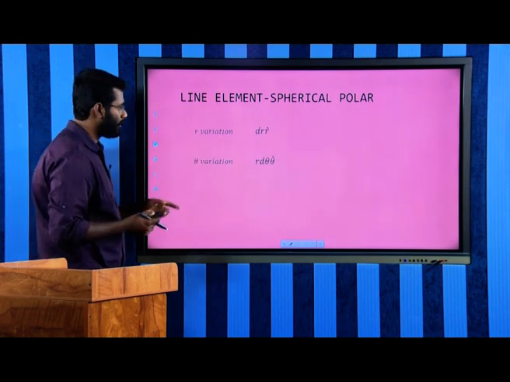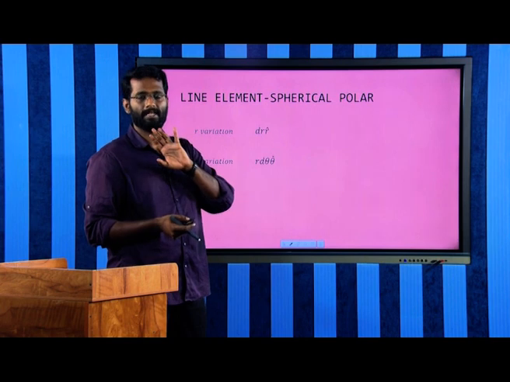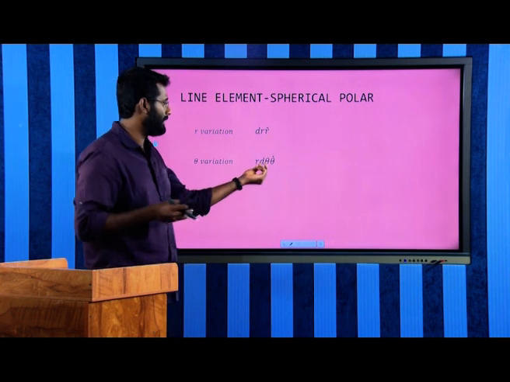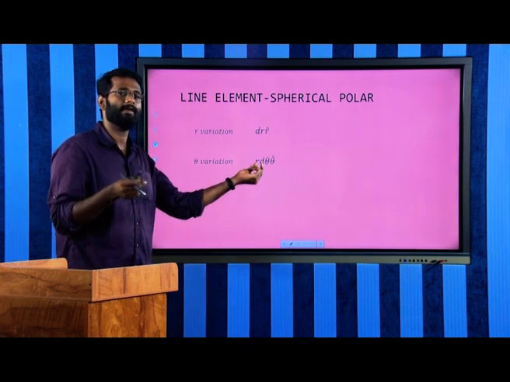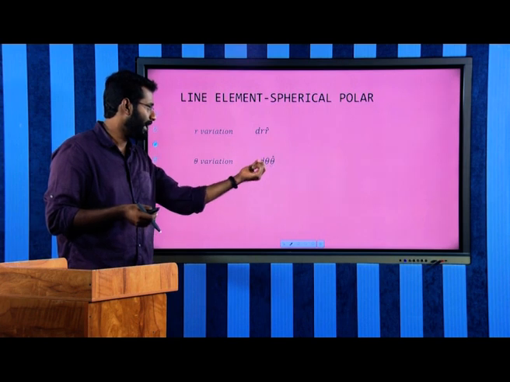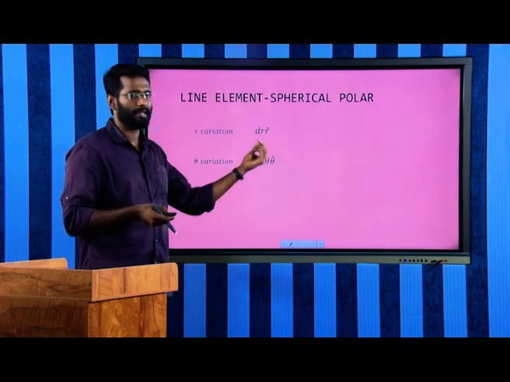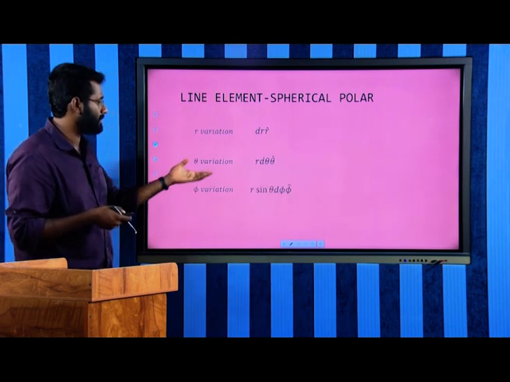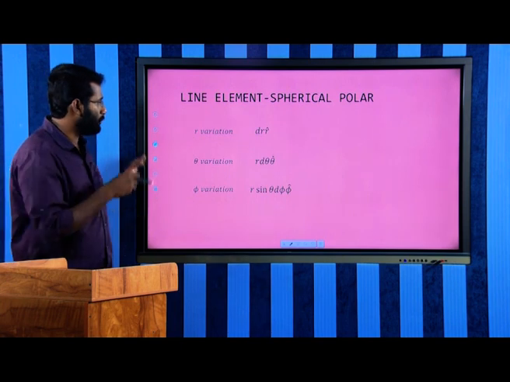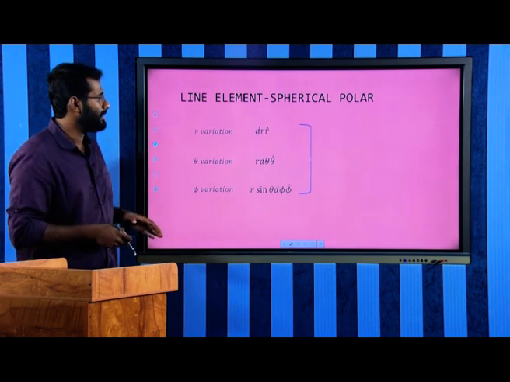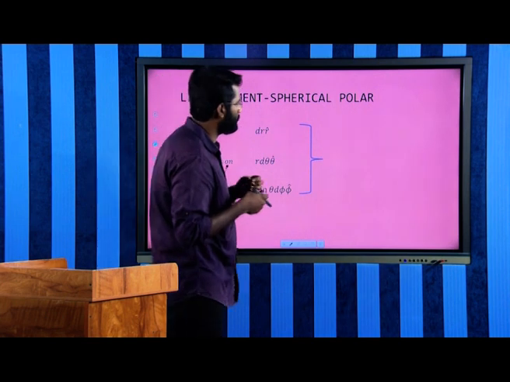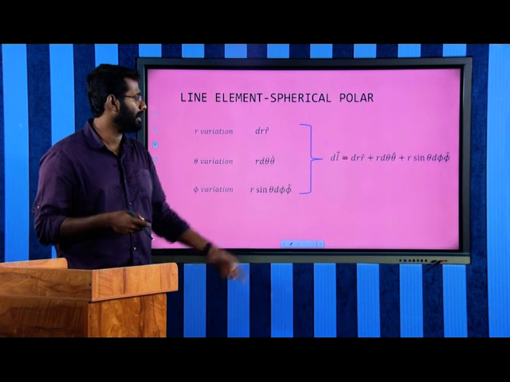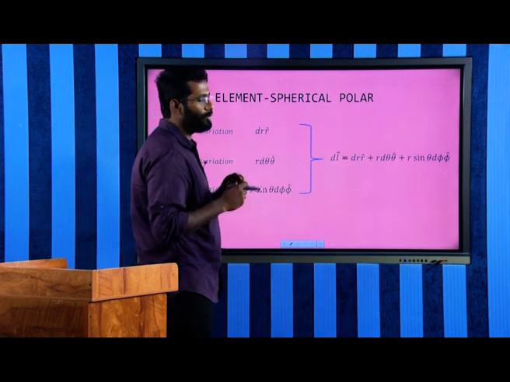Why is it so? That is because d theta is not a variation in length dimension. d theta is a change in angle, so we have to convert it into a change in length. For that we need that r there. So, it converts it into the length element, or into the dimension of length. So, phi variation causes r sin theta d phi phi cap. So, together we can sum it up to get the dl. The dl, the line element for the spherical polar coordinate system, is dl equal to dr into r cap plus r d theta into theta cap plus r sin theta d phi into phi cap.